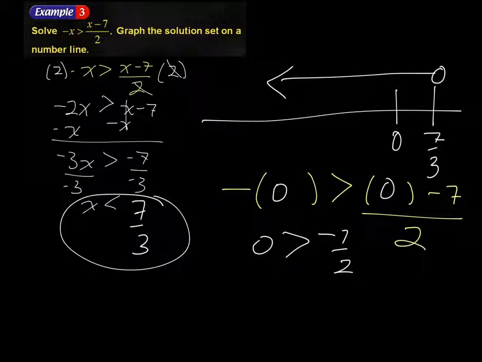Just for fun, to look at what the interval notation would be, we start from left to right just like we read in English, and it's going to be -infinity to 7/3. The 7/3 is not included, and the infinity is never included. So that's what that would look like in interval notation.